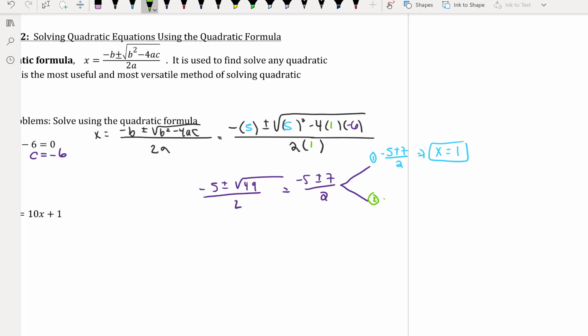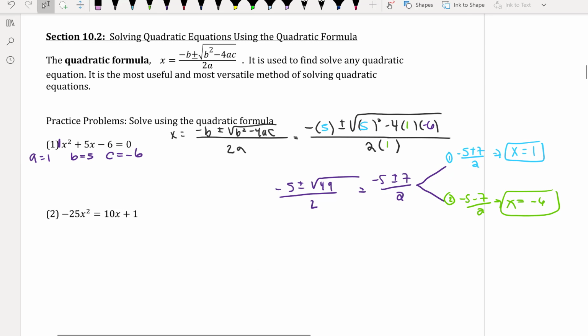My second equation is going to be negative 5 minus 7, divided by 2. And I'm looking for my x value. So now my fraction, I have negative 5 minus 7, and it's all being divided by 2, and I get that x is equal to a negative 6. So I have that x is equal to a positive 1, and that x is equal to a negative 6 for my quadratic formula.